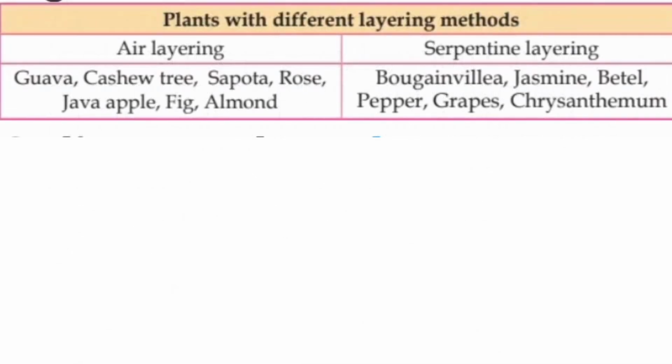Plants with different layering methods. Example of air layering: guava, cashew tree, sapota, rose, java apple, fig, almond. Example of serpentine layering: bougainvillea, jasmine, pepper, grapes, chrysanthemum, betel.